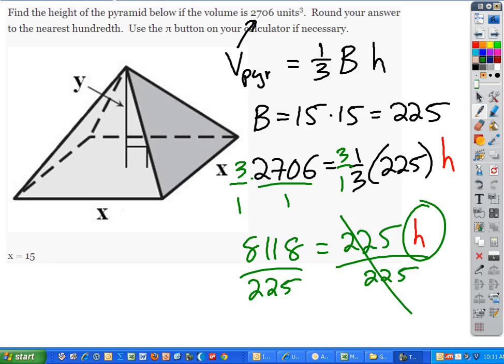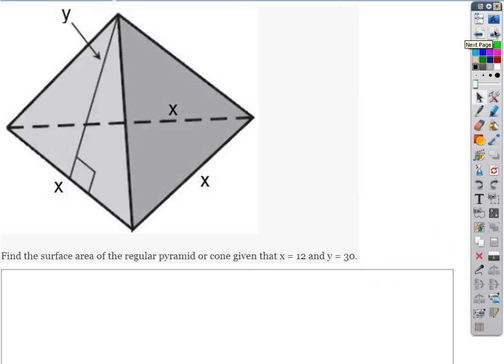All right, find the surface area of the regular pyramid or cone. So this is a matter of just plugging in to the formula. Now on these, it's harder maybe to see what's going on than it is with a cone, but they're not that different. So if we're trying to find surface area here, what is the surface area of a pyramid? Okay, we've got our base plus 1/2 base perimeter times the slant height.